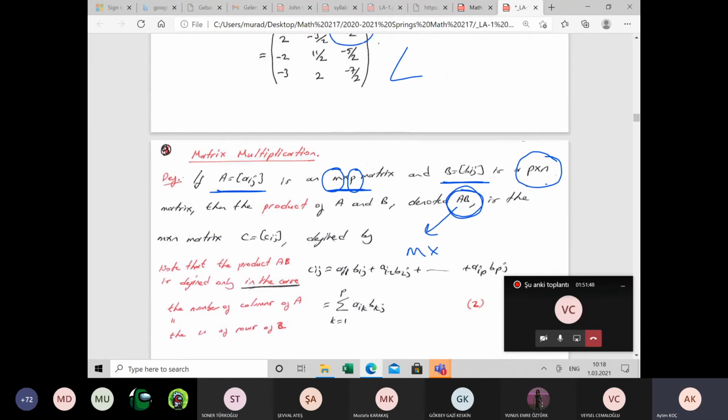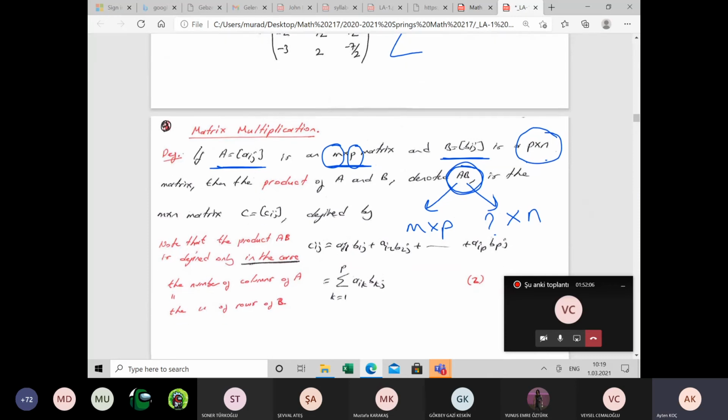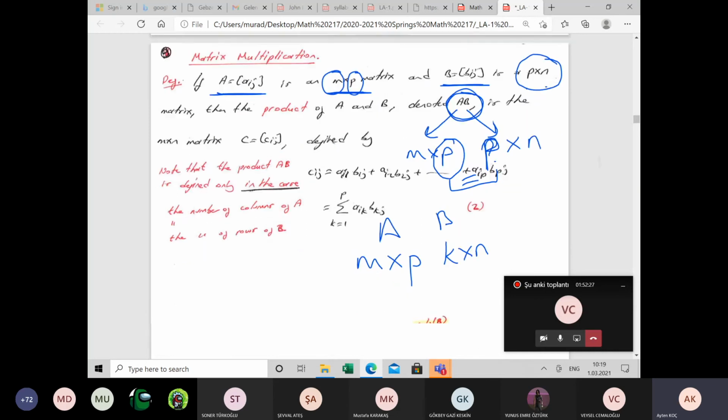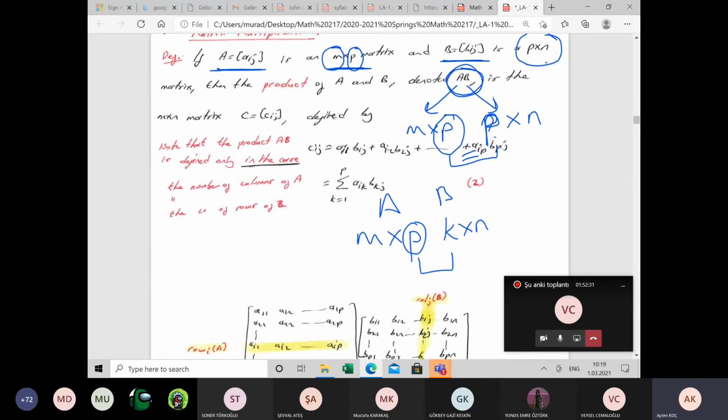If A is M by P, the number of rows of B should be P, since A contains P columns. Otherwise, it is undefined. So if A is M by P and B is, for example, K by N, then P should be K. P should be K. Otherwise, undefined.